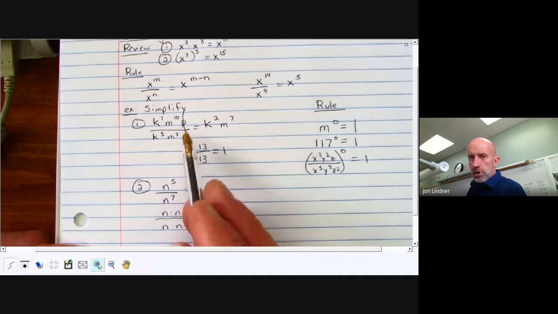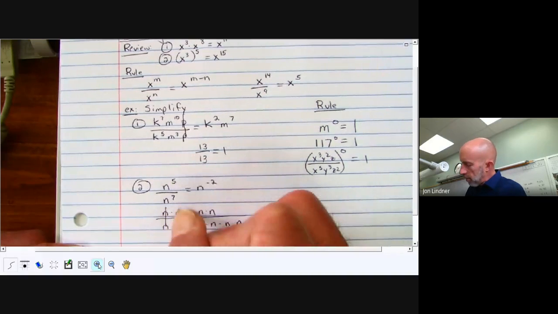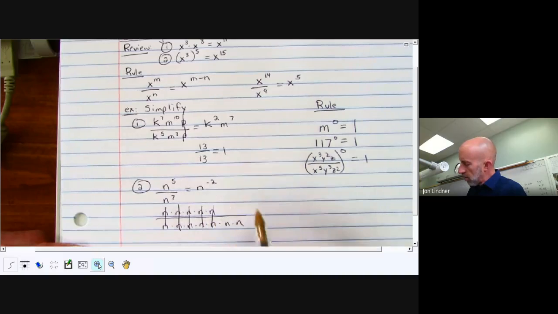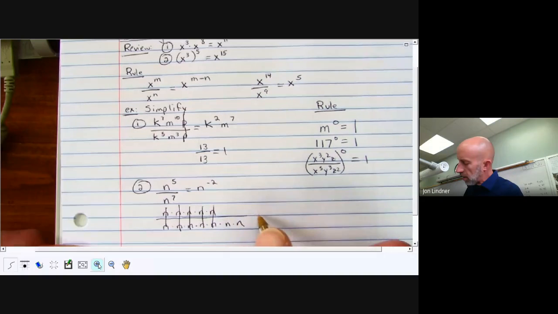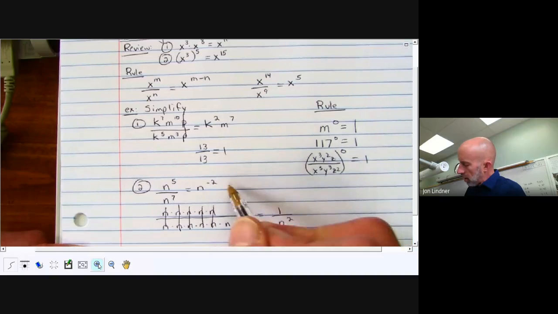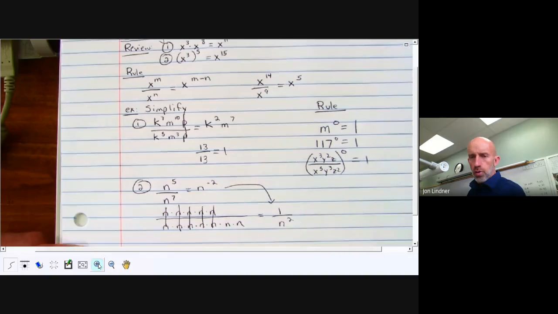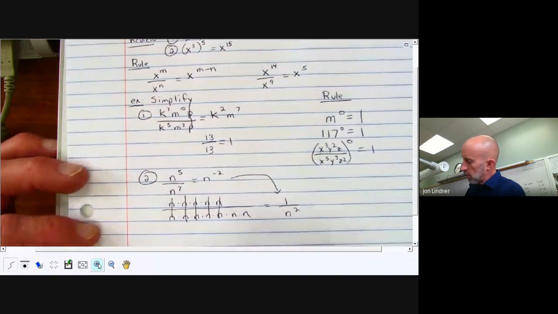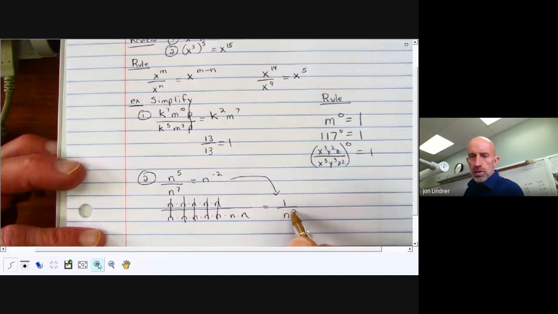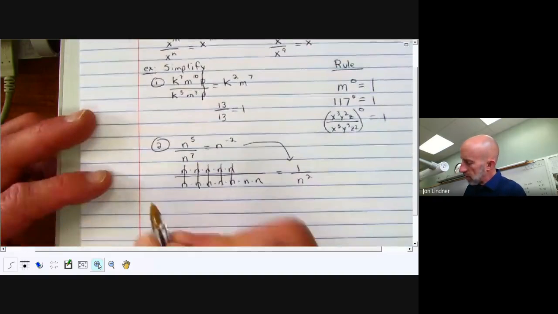And based on what we just learned up here, all of these turn into 1s. And so my n to the 2nd is in the bottom. And that, my friends, is the rule for negative exponents. N to the negative 2 is the same thing as 1 over n to the 2nd.